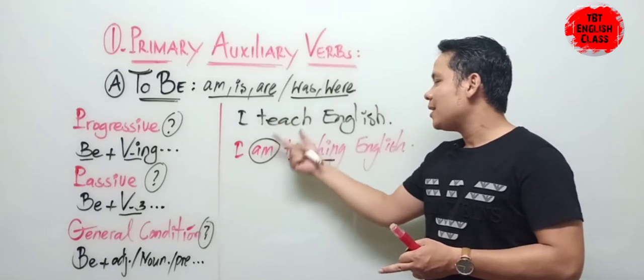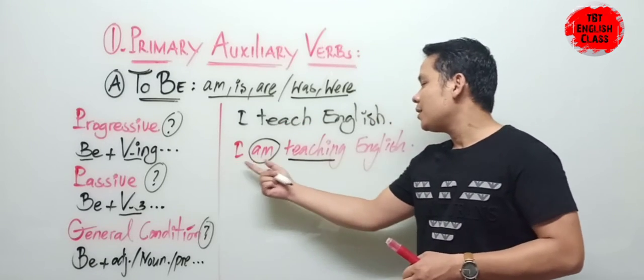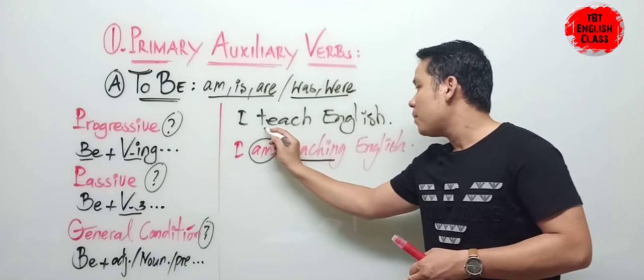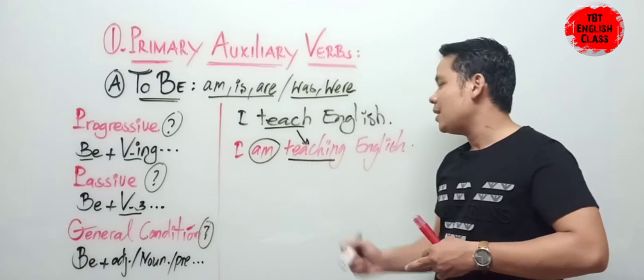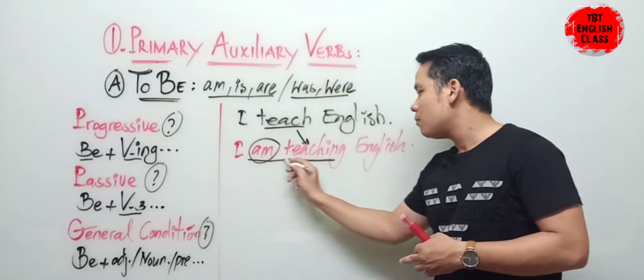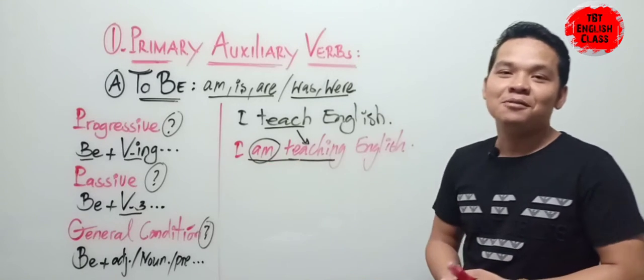But when I want to change this sentence to be progressive form, meaning the action is happening now, I use subject, add primary auxiliary verb be, and then I change the main verb teach to be teaching. So main verb from teach to be teaching, and then we keep the form verb be plus ing, this sentence becomes progressive form or continuous form.